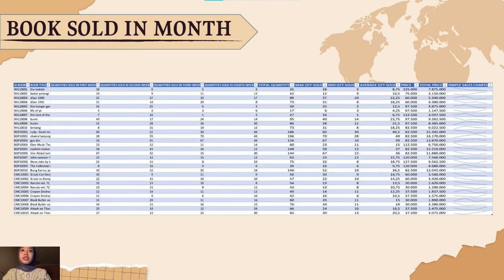And simple sales chart. For the simple sales chart, we use a line, and the data is from quantity sold in first week until quantity sold in fourth week.